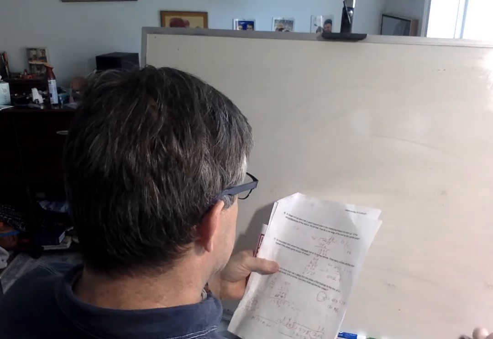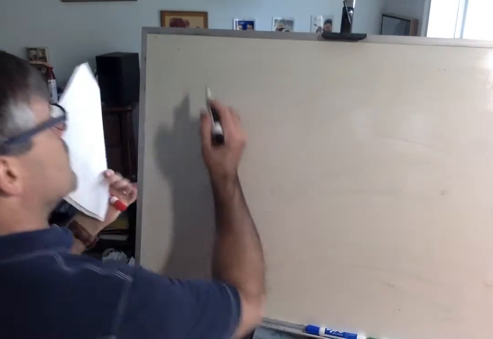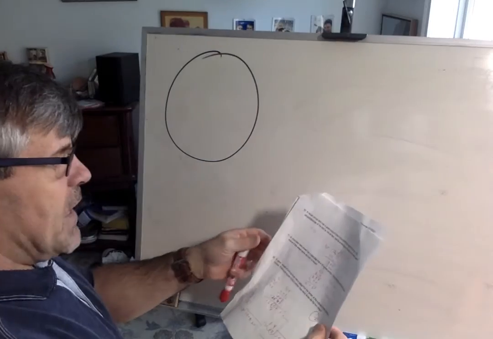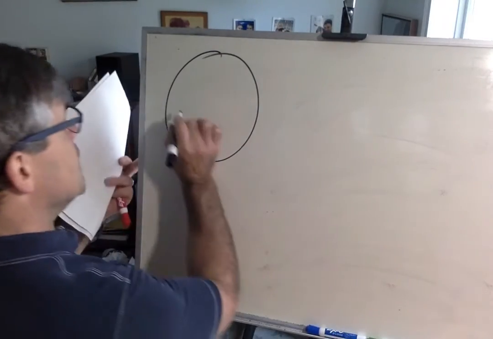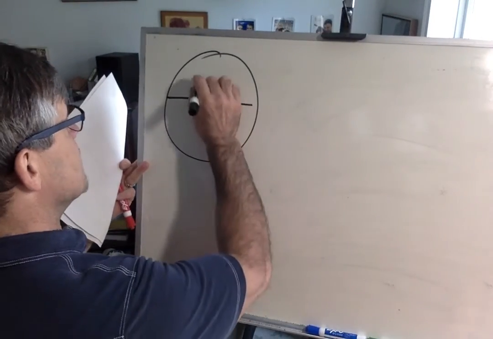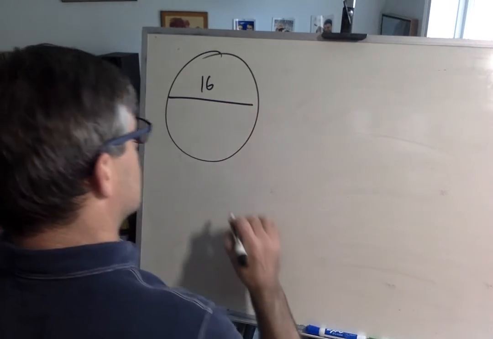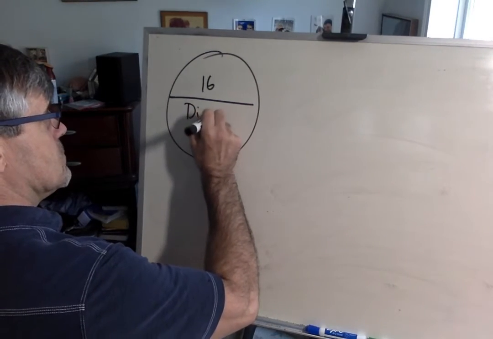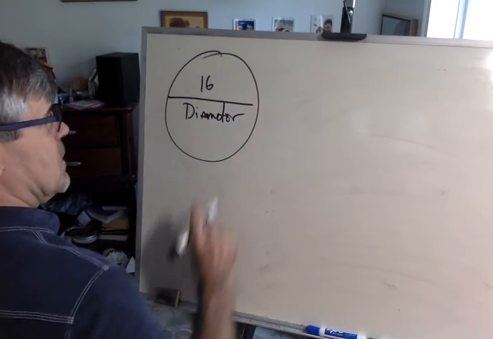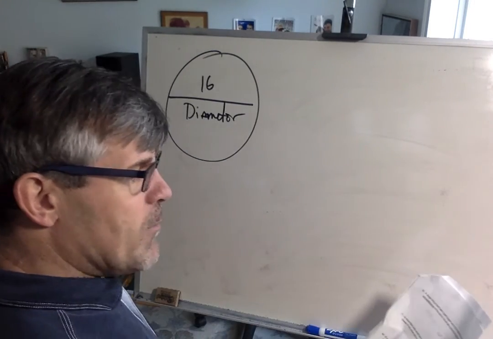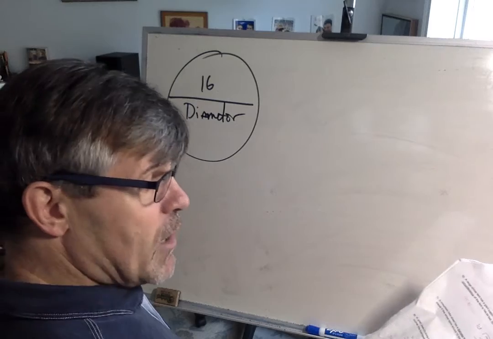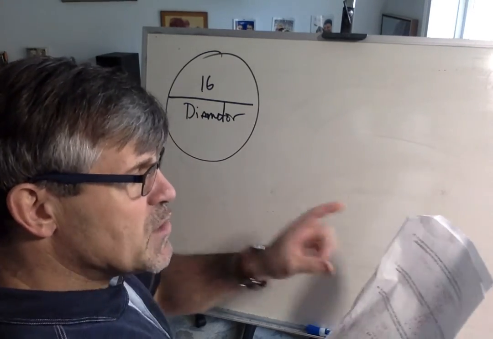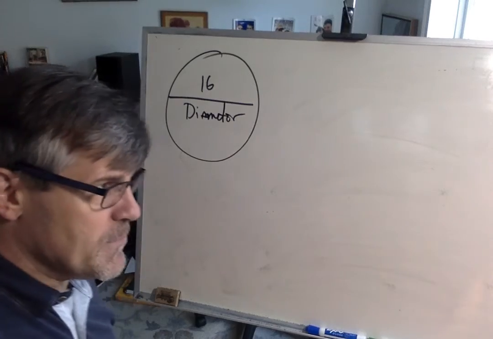So what we have is a mountain bike wheel. A mountain bike wheel is like this. It says that it has a diameter of 16 across. This is 16. That's the diameter. So a mountain bike wheel has a diameter of 16 inches across. How many inches will the bike travel if the wheel spins around 10 times?